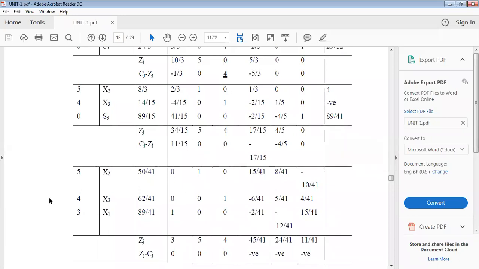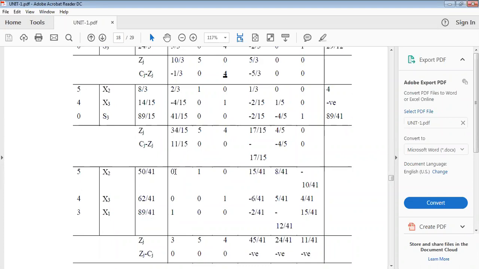Here, new R2 is equal to old R2, with respect to old R2, instead of minus, it is a plus 4 by 15. Plus 4 by 15 into new R3. Like this, you have to calculate the particular thing.